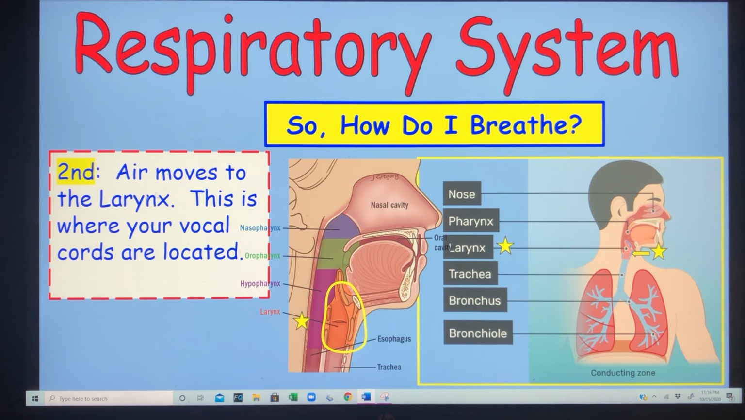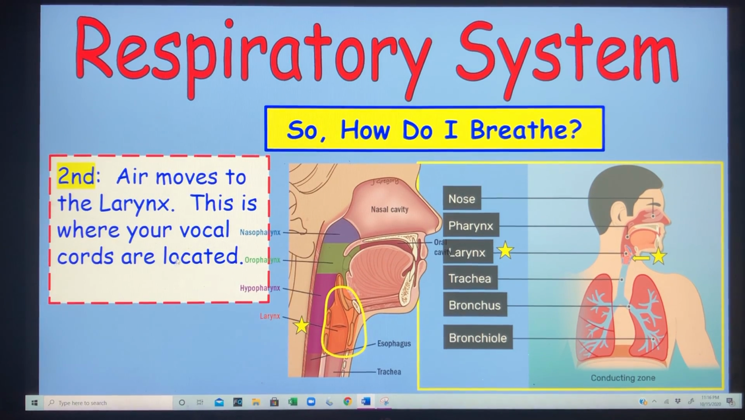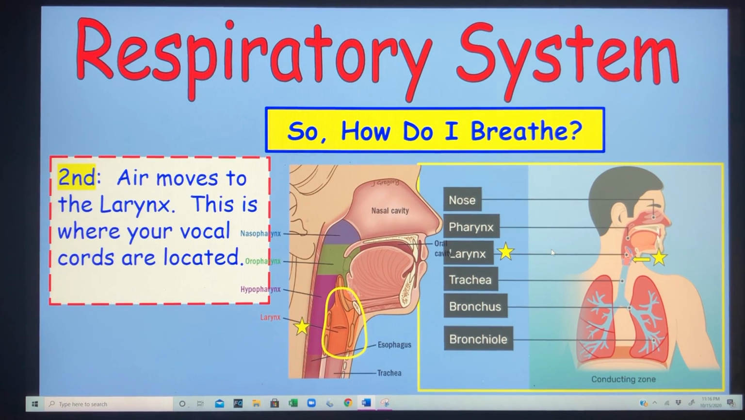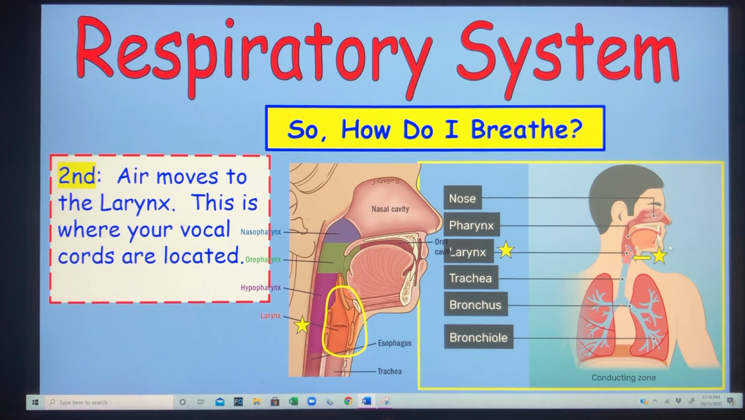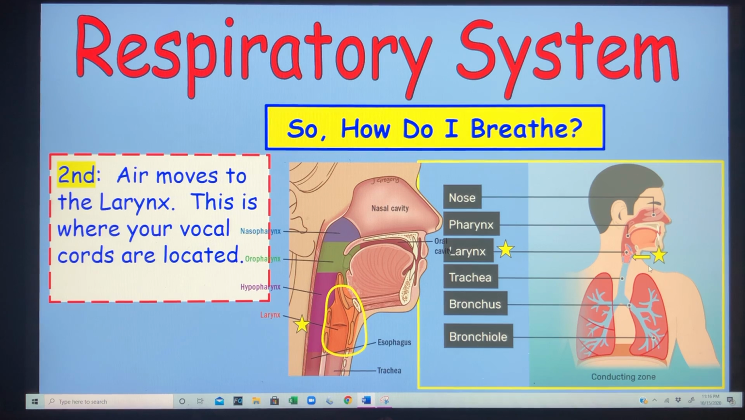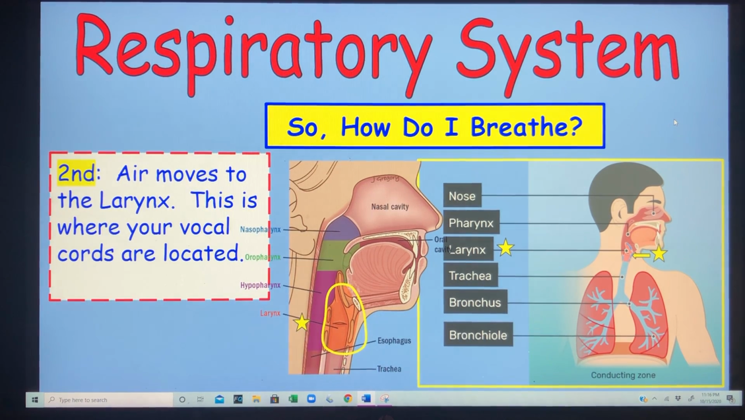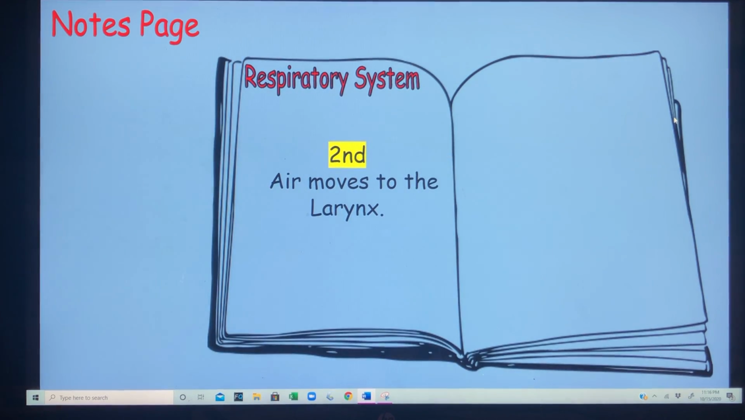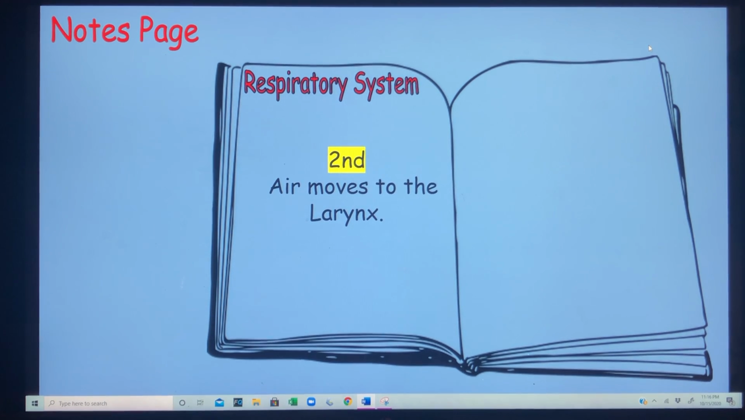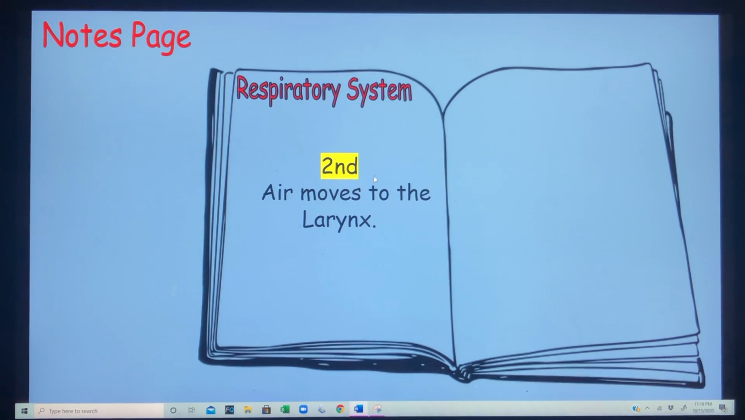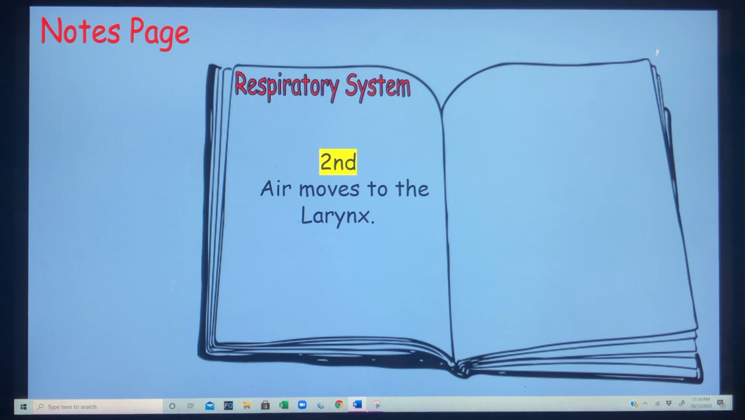Second, air will move to the larynx. This is where your vocal cords are located. On the right-hand side of the screen, there is a yellow star that is pointing to the area of where the larynx is located. You will now make your second entry. Put second at the top and air moves to the larynx.